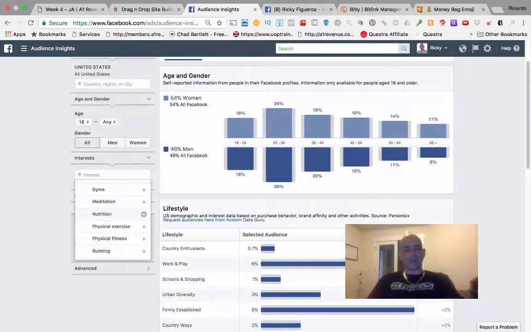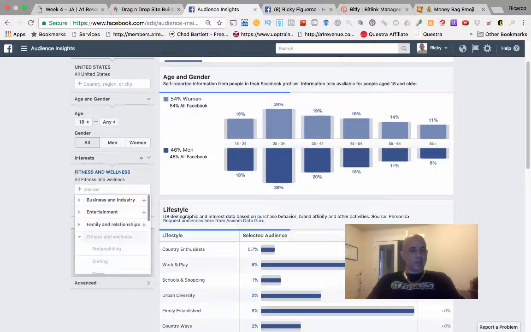Yes, nutrition. Maybe they want to look into more of nutritional stuff or weight loss. Physical exercise. Maybe they have some interest. Interest means maybe they're interested, maybe they're looking into it. Physical fitness, running. All this is good for weight loss, right? Zumba. That's when you dance and you try to lose weight just dancing. So let's add all of them.